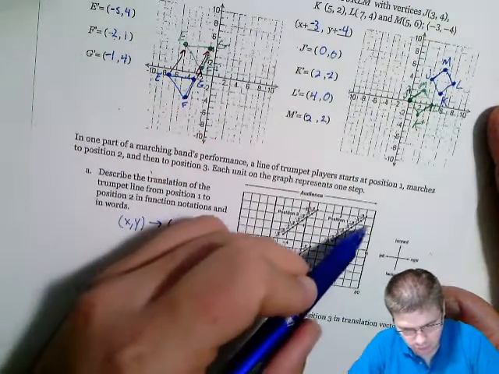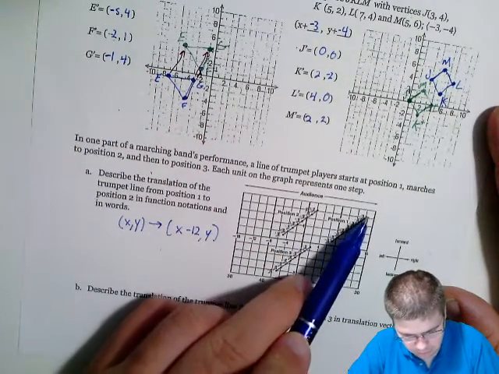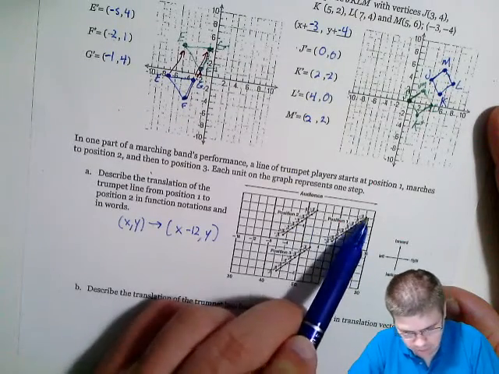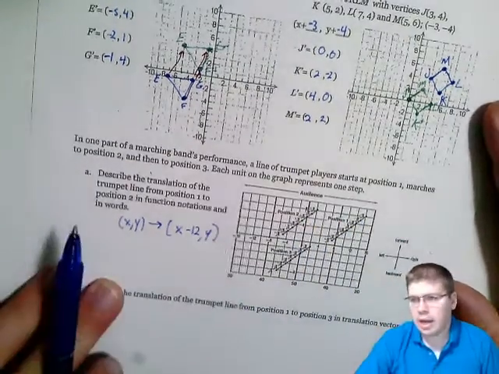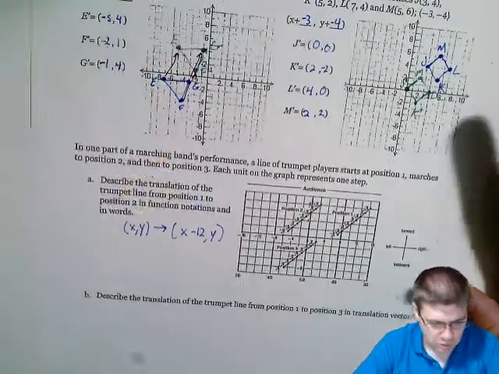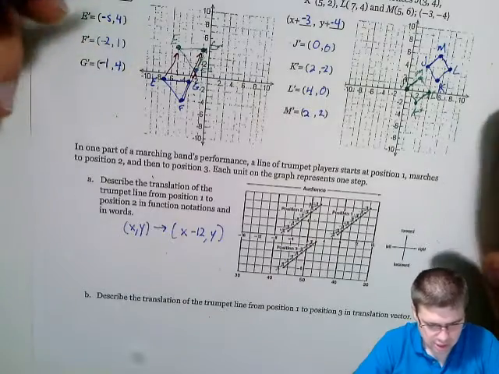And that should be true of all these. If you figure out what those points are, this one was up here at 12 and went to 0. This one's up here at 14, went to 2 in the x direction. The y direction stayed the exact same. And so that's what it would be in function notation.